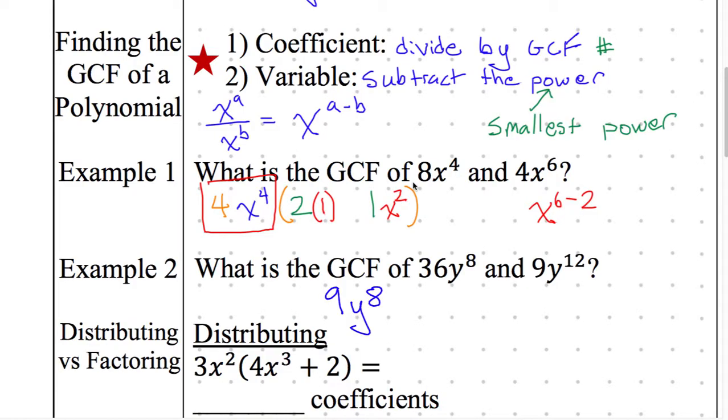All right. 9y to the power of 8. That was the greatest common factor. It's that easy. You find the greatest common factor of the coefficient. You find the smallest power for the variable. How are we following examples 1 and 2? That's it. That's the first half of the lesson.